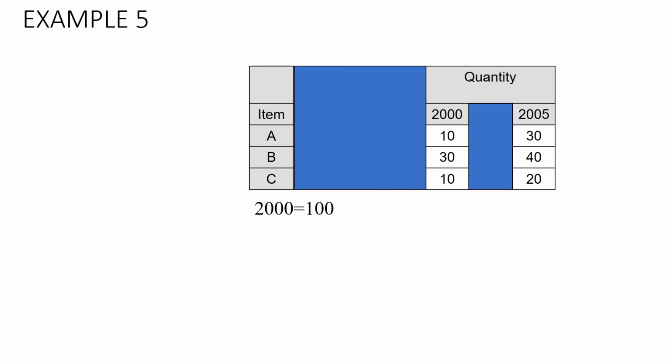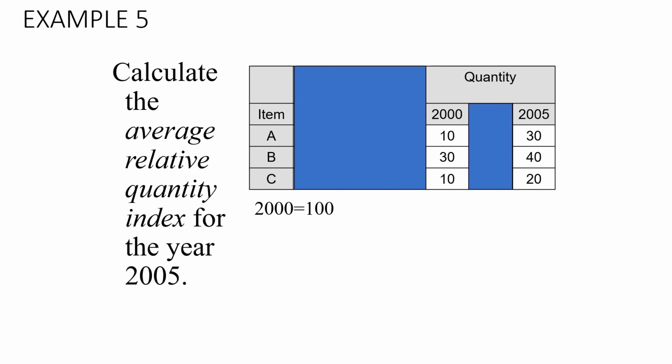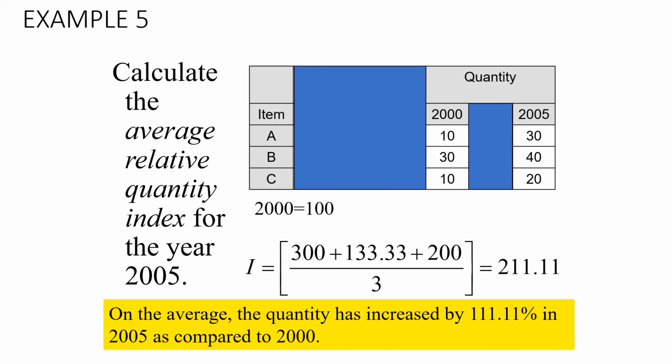Example 5. Calculate the average relative quantity index for the year 2005. The average relative quantity index for the year 2005, I, is equal to 300 plus 133.33 plus 200 divided by 3, which is equal to 211.11. Interpret. On the average, the quantity has increased by 111.11% in 2005 as compared to 2000.